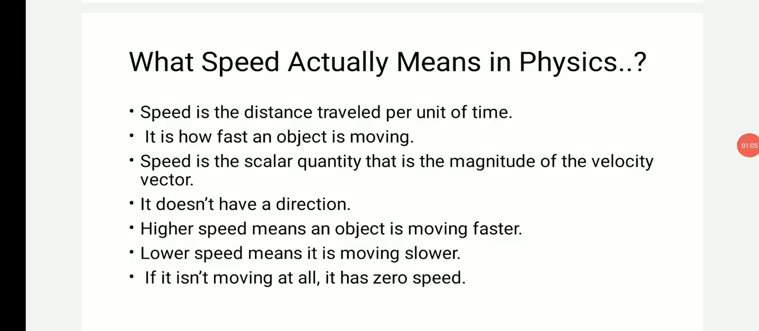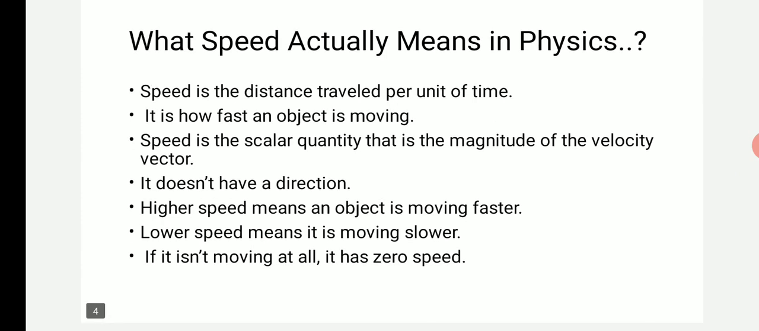So here we go with speed. What actually does speed mean in physics? Speed is the distance travelled per unit of time. It is how fast an object is moving. Speed is a scalar quantity. It doesn't have any direction. It has only the magnitude of the velocity vector. A higher speed means an object is moving faster. If the speed is low, that means the object is moving slower.